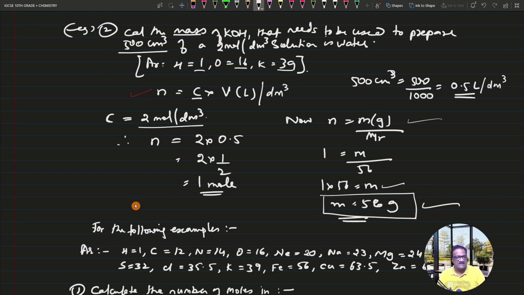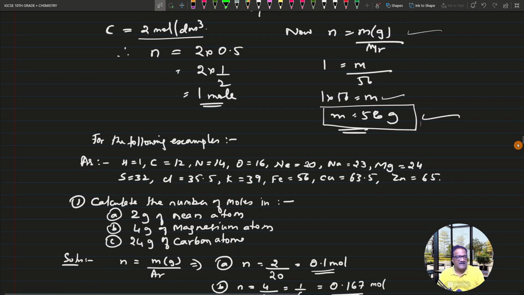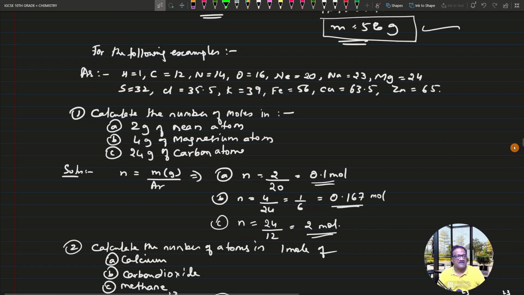Now next is for the following examples. Okay. Now these are the examples. For these examples, you have to follow these AR values, that is hydrogen 1, carbon 12, etc. is given over here. Now these are a lot of questions, some 11 to 12 questions, and after doing these questions, you will become very firm in your stoichiometry basics.